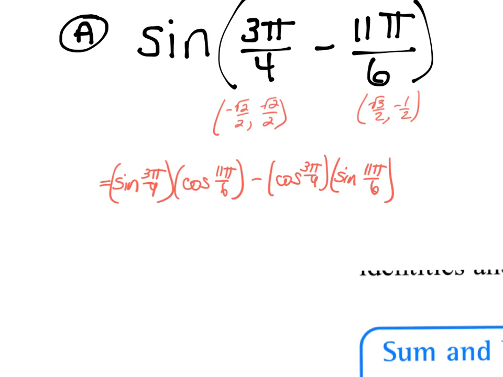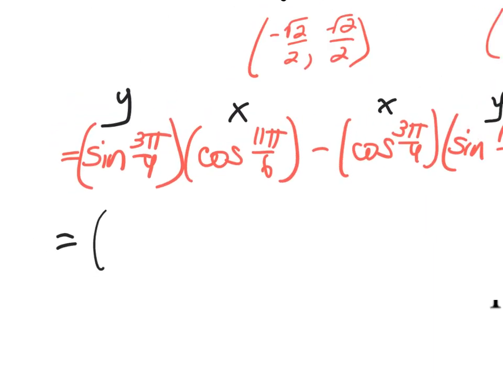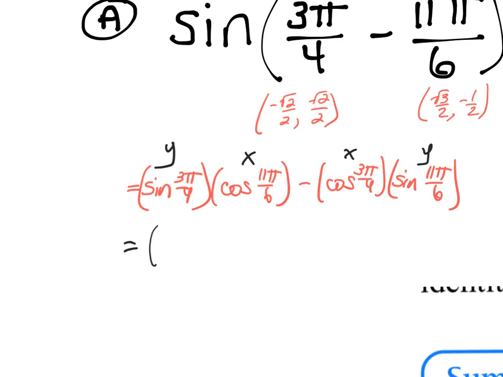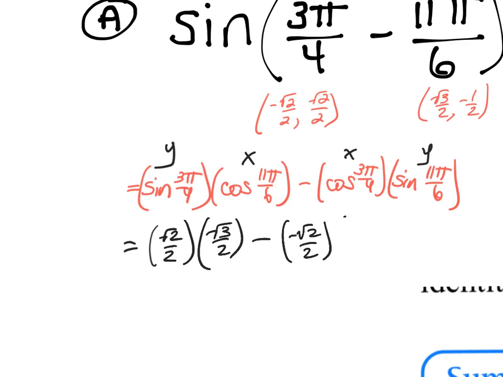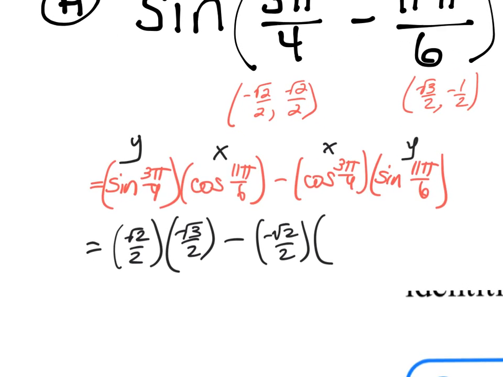So then, a good thing to do is to remind yourself that sine is y, cosine is x. We're looking back and forth at ordered pairs that are sometimes the same or close to it, so you don't want to make any silly mistakes. What's the y value of 3 pi over 4? Root 2 over 2. What's the x value of 11 pi over 6? Root 3 over 2. Minus, what is the x value of 3 pi over 4? Negative root 2 over 2, good. And what is the y value of 11 pi over 6? Negative 1/2. Everybody with me?